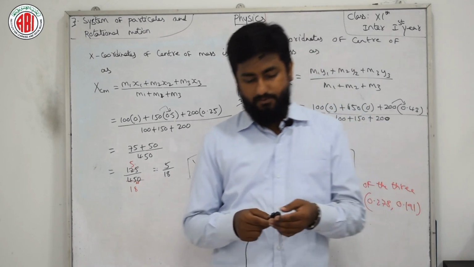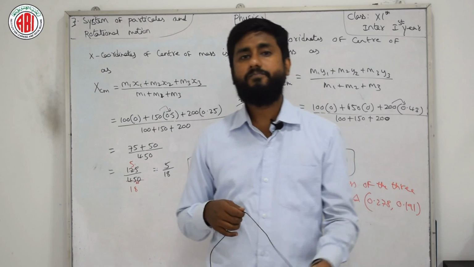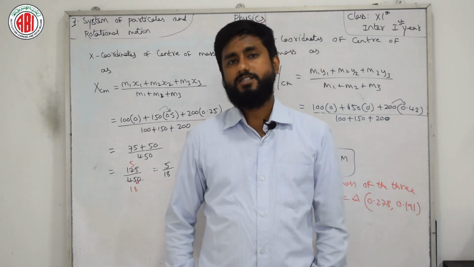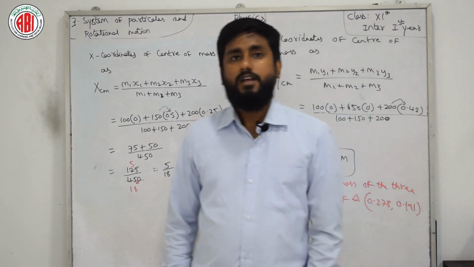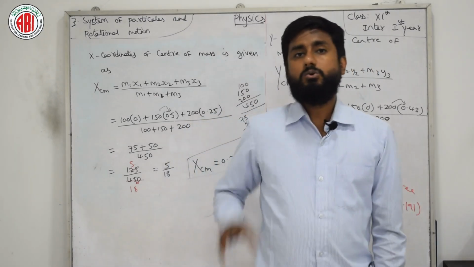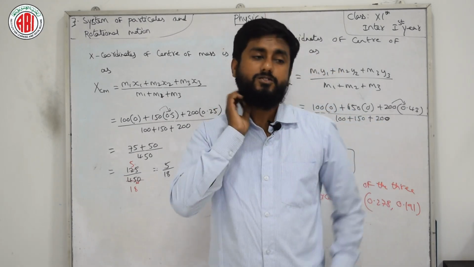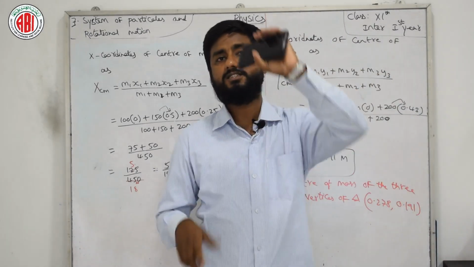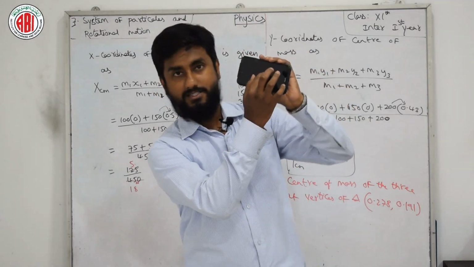For example, we can say that the center of mass of a uniform circular ring lies at the center of the ring, where there is no mass. That means the question is asking: is it necessary for the center of mass to be present at the mass itself? If I consider the center of mass of this mobile, it will be at the middle of the mobile, isn't it?